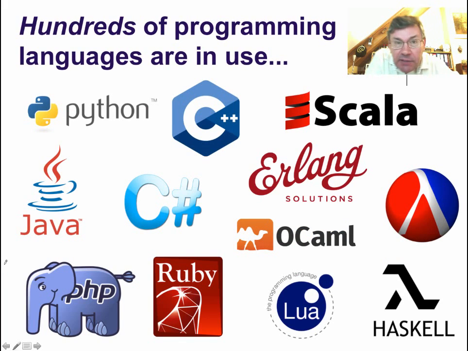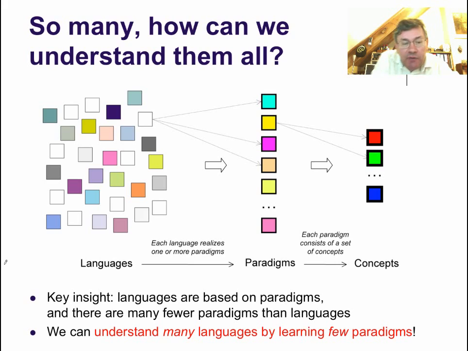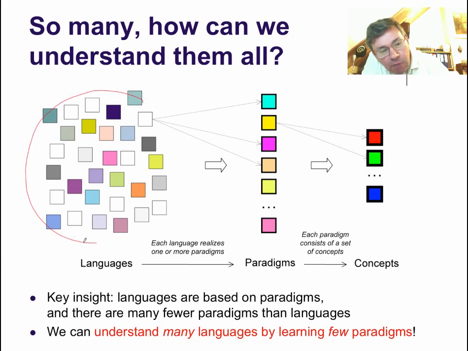In practice, there are hundreds of programming languages in realistic use all over the world, in industry, in many applications. In this slide, I've shown some of them. In fact, I've picked the ones with very nice icons. So you can see already there's a whole bunch of them here. You probably recognize many of them. So how can we cover all of these languages? How can we understand them all?